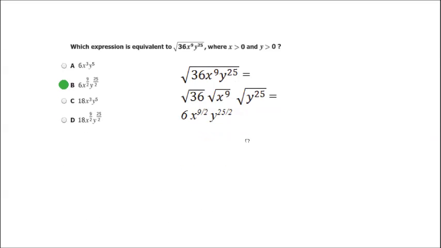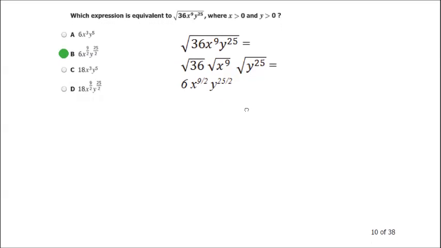Which expression is equivalent to the square root of 36x to the 9th, y to the 25th, where x is greater than 0 and y is greater than 0? Again, I tell my students to take the radical, break it into separate radicals, and then simplify later on. Now, with this radical 36x to the 9th, y to the 25th, I could break this as the square root of 36 times the square root of x to the 9th times the square root of y to the 25th.